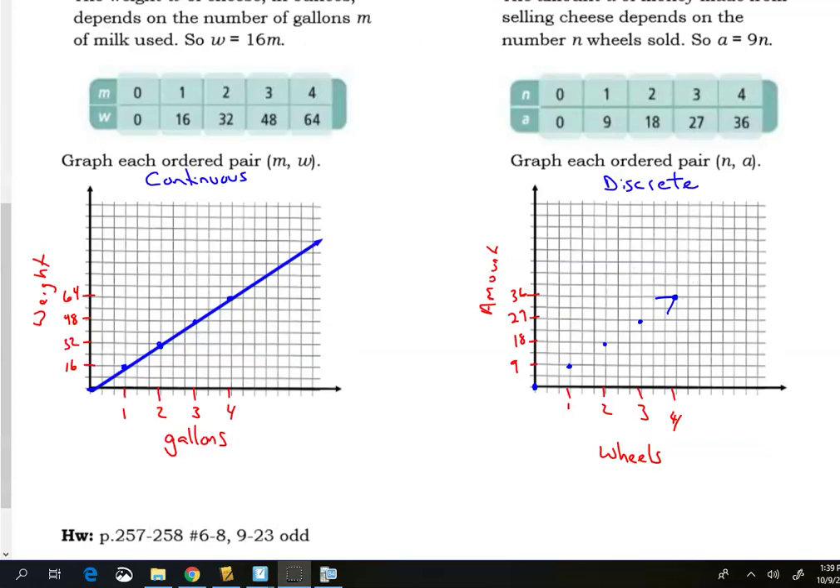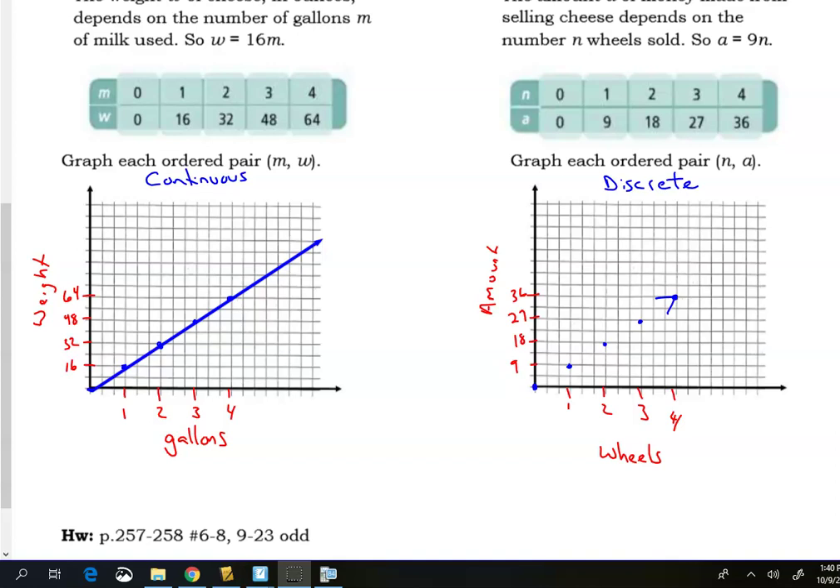Okay, so in our last two graphs here, the question regarding the weight of cheese depending on the number of gallons of milk sold, well, we can have parts of a gallon. So if I made cheese and I was using parts of a gallon, then this is going to be a continuous function because I'm going to use parts of a gallon of milk to weigh my cheese. The weight is the dependent variable because the weight of the cheese depends on how many gallons I used. In the second question, the amount of money made from selling the cheese depends on the number of wheels sold. Now, typically when cheese is sold in wheels, it's sold as entire wheels. They don't cut up the wheel of cheese, so that's why that graph is discrete.